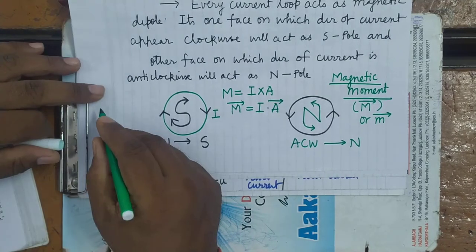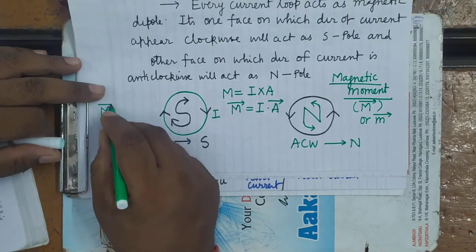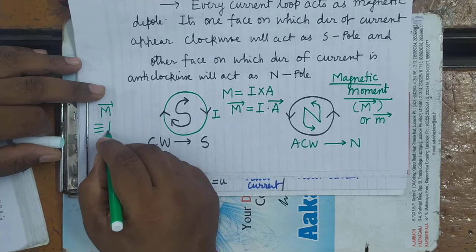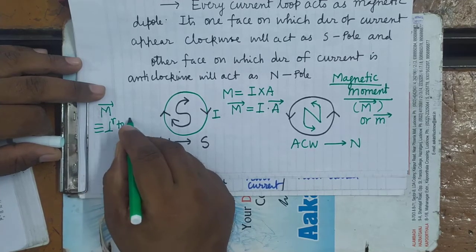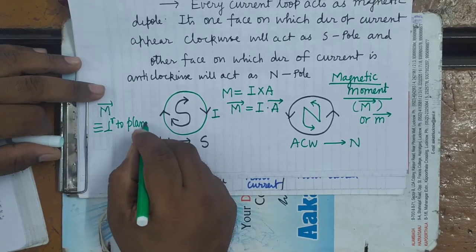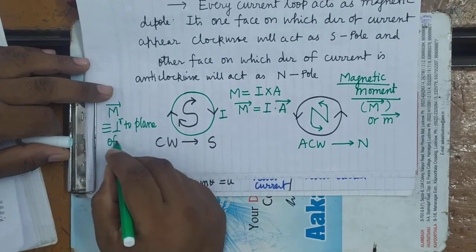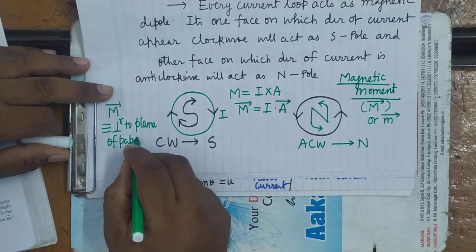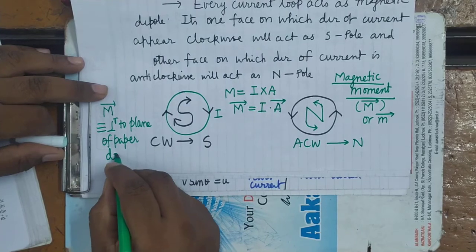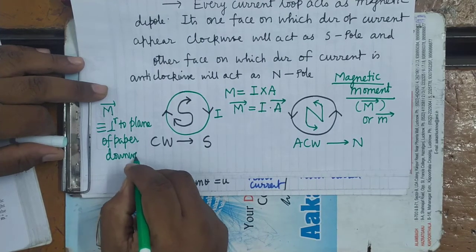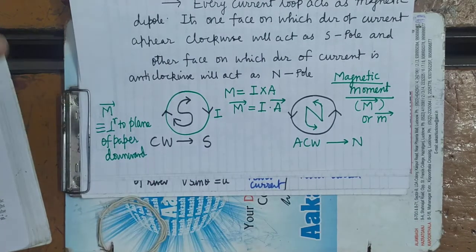Here, M is perpendicular to the plane of paper, downward. Here we have assumed that the coil is lying on the plane of paper.